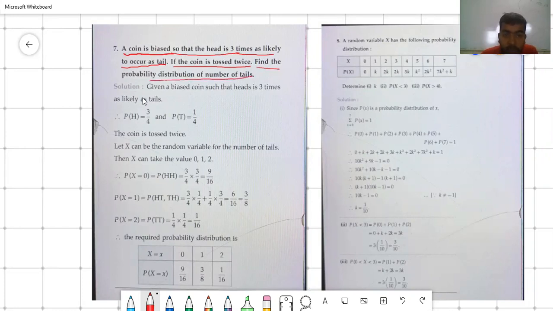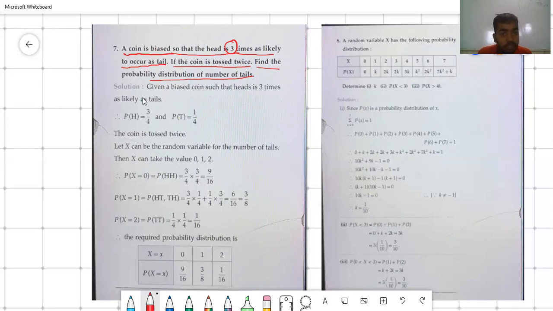Here it is already given that the coin is biased. Biased coin means the probability of head and the probability of tail are already given. In general, we take the probability of head as 1 by 2 and the probability of tail as 1 by 2. But since it is already specified that the coin is biased, the probability is already specified.